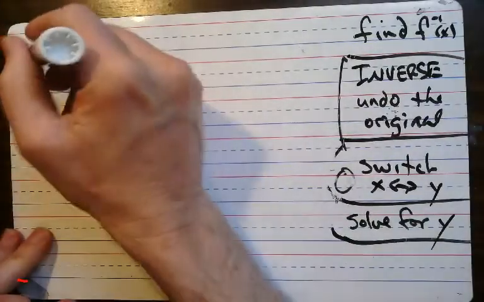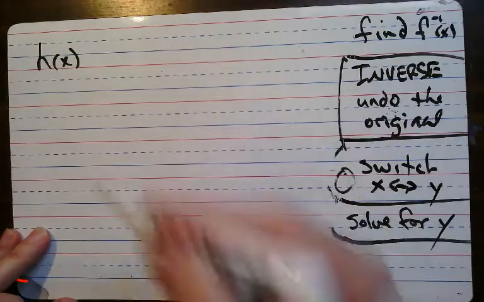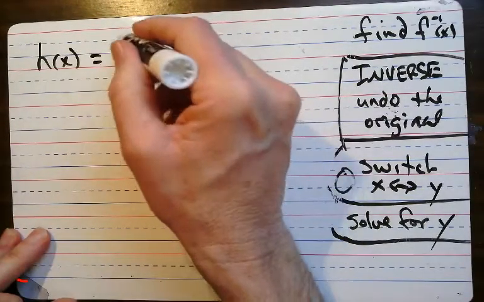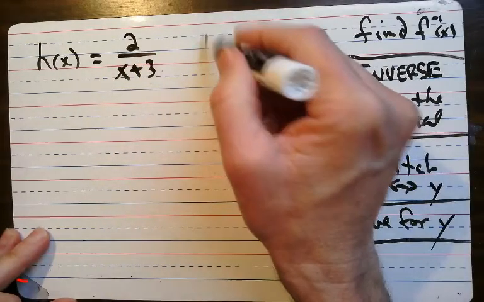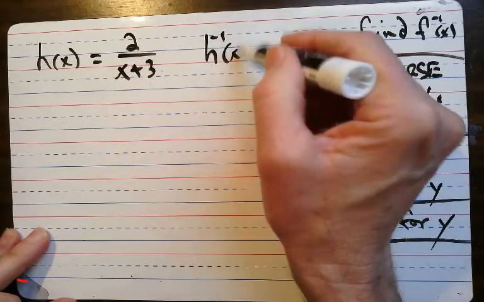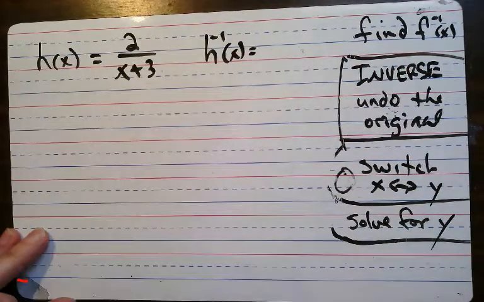Okay, what if I had h of x is, what can I have? How about 2 over x plus 3? Oh my goodness! I want to find the inverse. Yes, indeedy. What is the inverse? Now remember, this is a hyperbola.